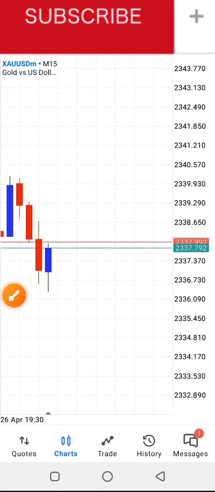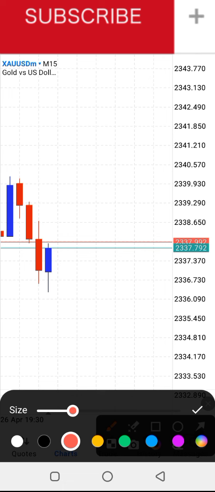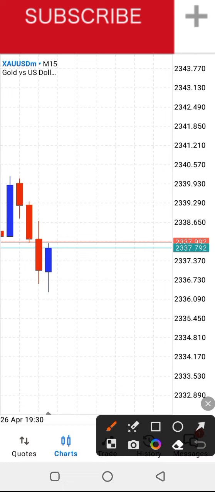And if you're dealing with a green or blue pin, let me see if I can change the color quickly. Let me use green, because most people use green on their chart, but I prefer blue candle. If you're dealing with that, you have this way.